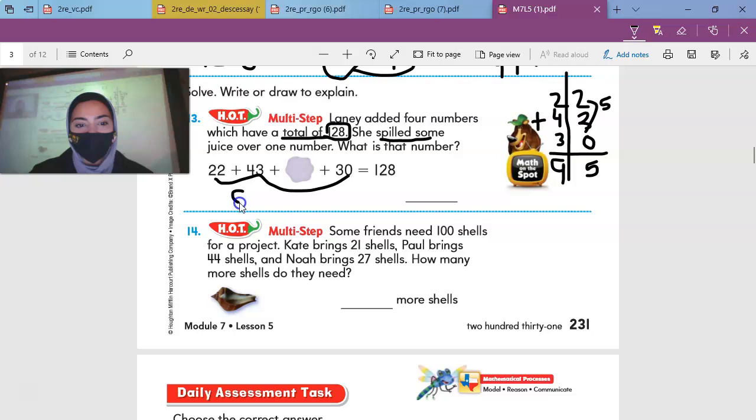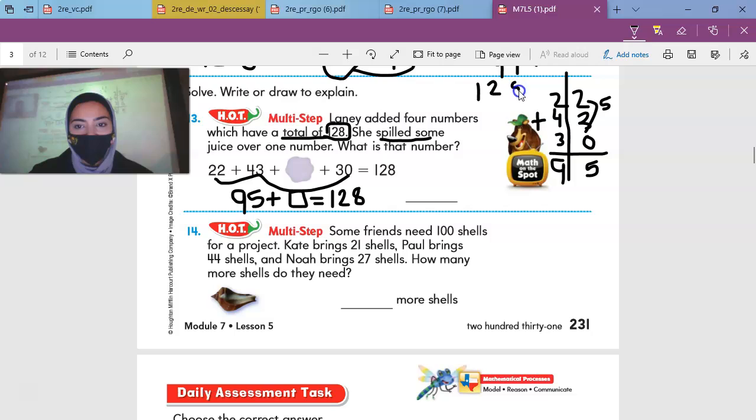So now we ask ourselves, 95 plus what equals 128? So what we have to do now is subtract 128, take away 95. So I'm going to show you. How do we do that? That's a great question.